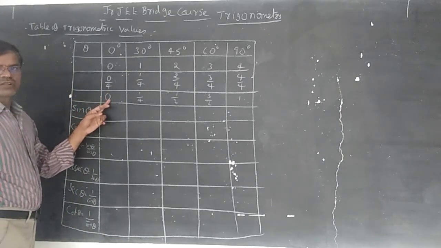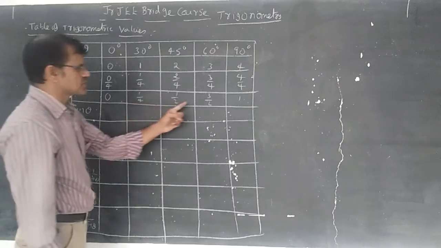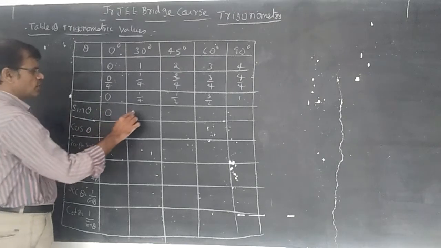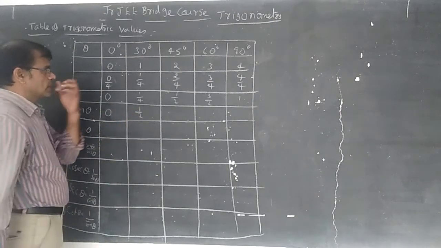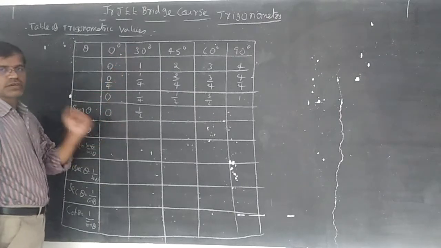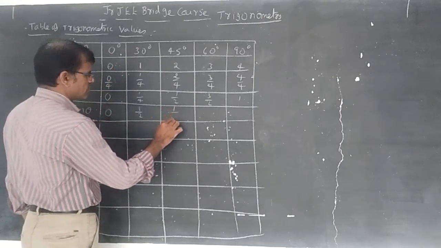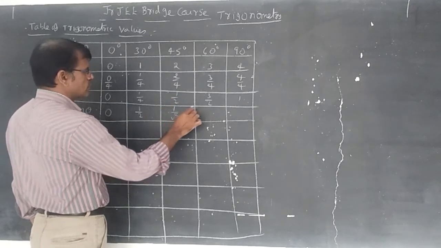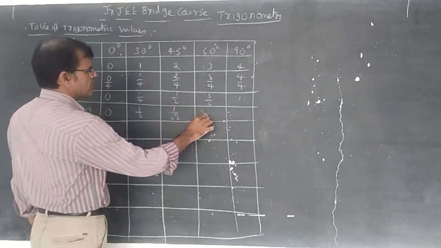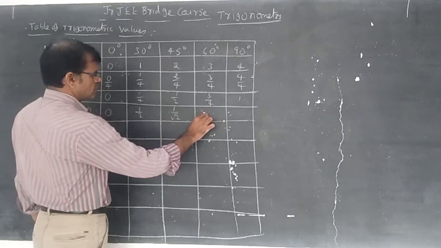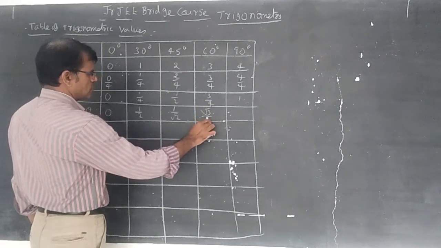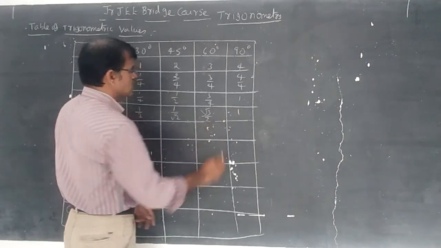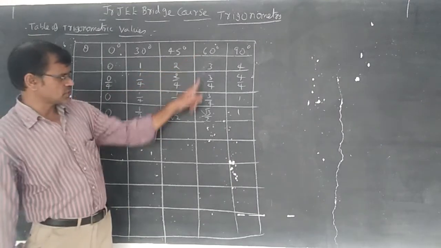Whatever the root values are there, the square roots of these become the sine values. 0 means square root of 0 is 0. 1 by 4, square root is 1 by 2. That means sine 0 is 0, sine 30 is 1 by 2. Sine 45 becomes 1 by root 2. Root 3 by 4 becomes root 3 by 2, and the square root of 1 is 1. So sine 45 is 1 by root 2, sine 60 is root 3 by 2, sine 90 is 1.